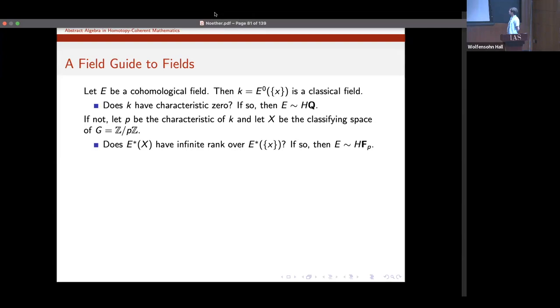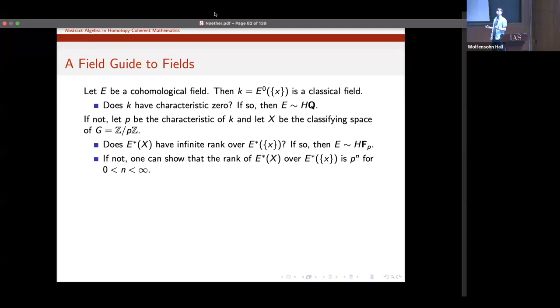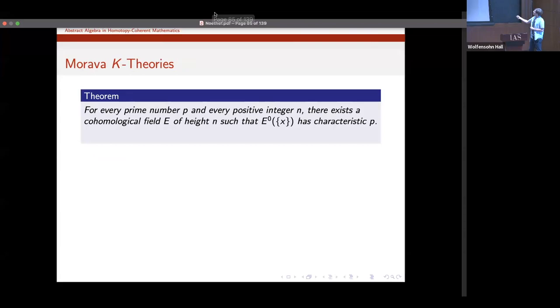But it's also possible, as with KU mod P, for the answer to be of finite rank. And one can show in this case that the rank has to be a power of P, has to be of the form P to the N for some N positive integer. And in that case, I'll say that E has height N. And now the theorem is that this integer N is a complete invariant. So for every prime number P and every integer N, there's a cohomological field of height N, such that E0 of a point is a field of characteristic P. Moreover, all such fields have the same characteristic in the sense of the previous definition.